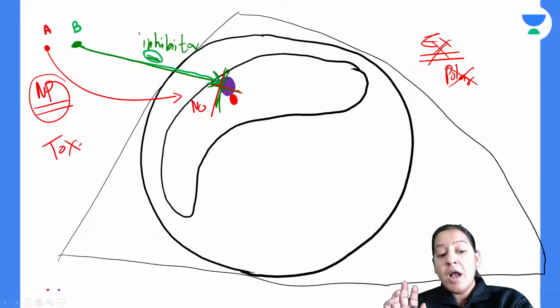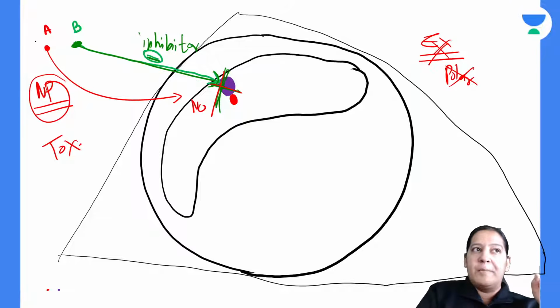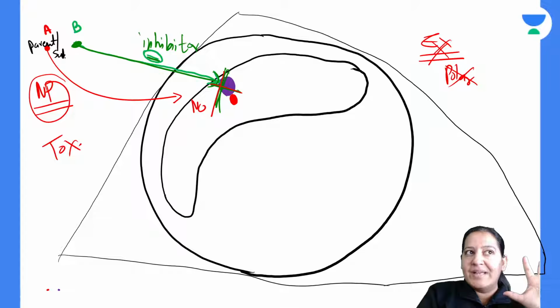Everyone give me a thumbs up. Now listen, these are the two drugs you are giving in combination. Drug A is the parent drug. You can say it is a parent drug or substrate drug. And drug B is the inhibitor drug.